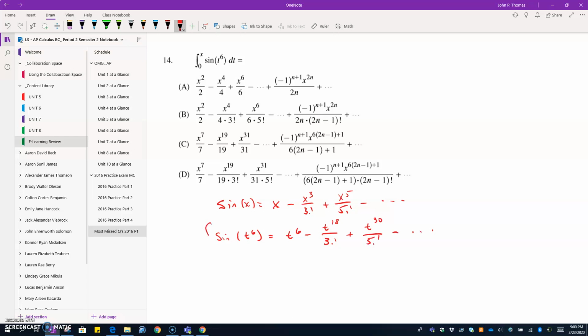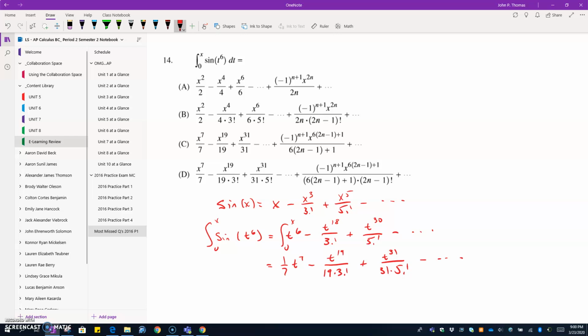Now, this asks us for the integral of this function from 0 to x. So I'm going to take the integral of both sides. So the first term is going to go to 1/7 t to the 7th. The next term is going to go to t to the 19th over 19 times 3 factorial. And the next term is going to go to t to the 31st over 31 times 5 factorial. And this would keep going.